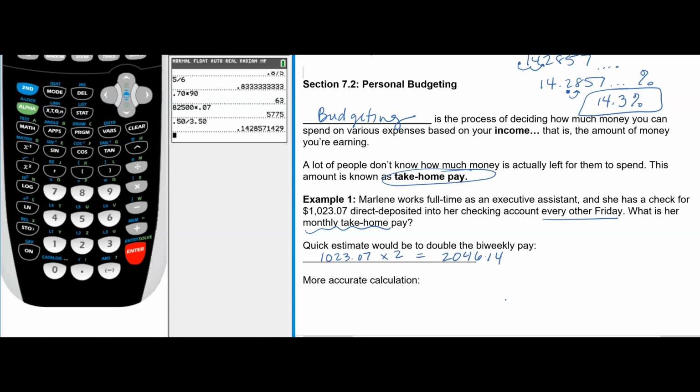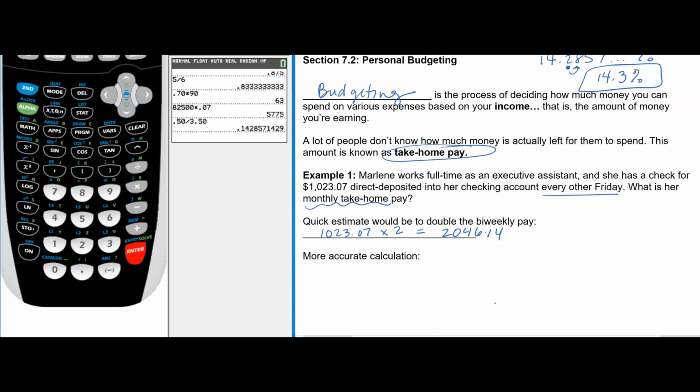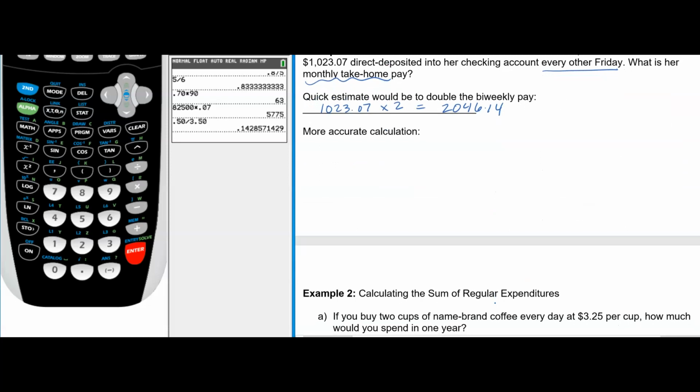We can be a little bit more accurate though, because not every month necessarily has four Fridays. So we've got months with different days. So an accurate way to calculate this, and this is how you're going to be asked to do it on Connect, is to figure out the daily rate. And then we're going to figure out how much she makes per year and divide it by how many months you have. So let me just go through that. So step 1 is we're going to find the daily rate.